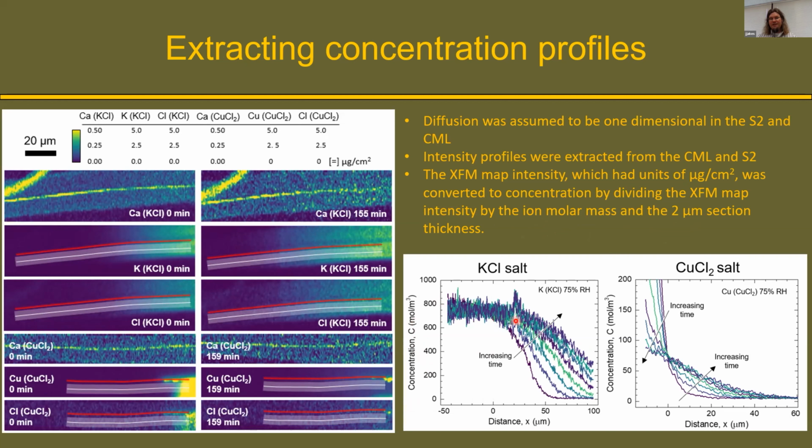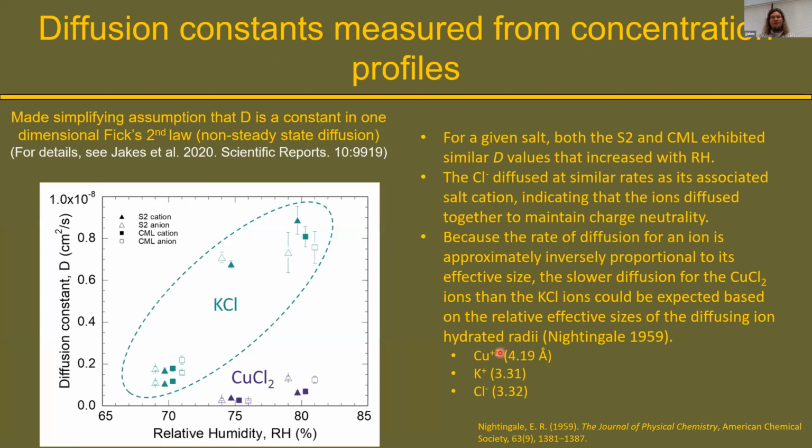And here you can see some examples for potassium chloride as well as copper chloride, these time-dependent concentration profiles. And then we're able to analyze those using a simplifying assumption that the diffusion constant is a one-dimensional Fick's second law in terms of non-steady state diffusion, and calculate the diffusion constants as a function of relative humidity, as well as the different types of secondary cell walls for both potassium chloride as well as copper chloride.